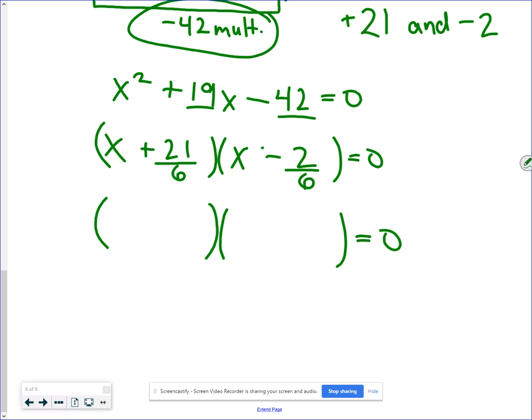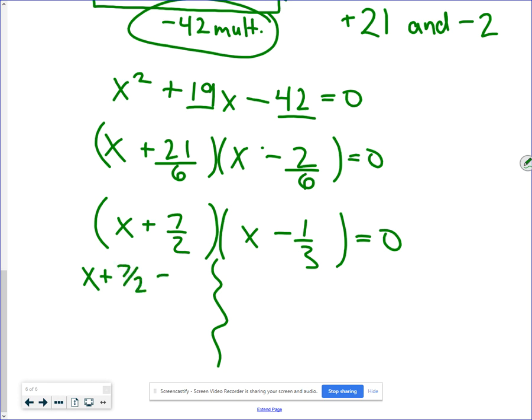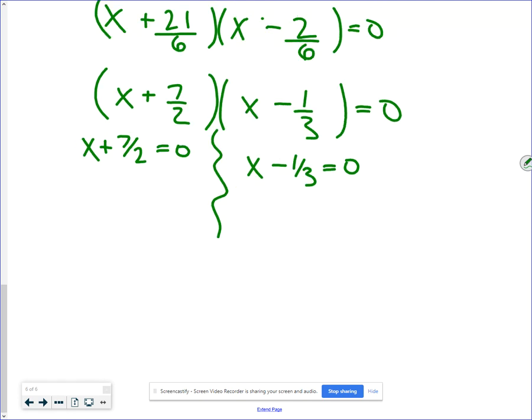21 over 6 reduces down to what? Divide them both by 3, so 7 halves. 2 over 6 reduces down to 1/3. All right, so now we can set both of these factors equal to 0 so we can find the last 2 roots. So we end up with x equals negative 7 halves and x equals 1/3.